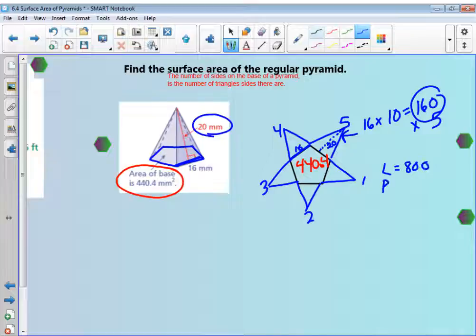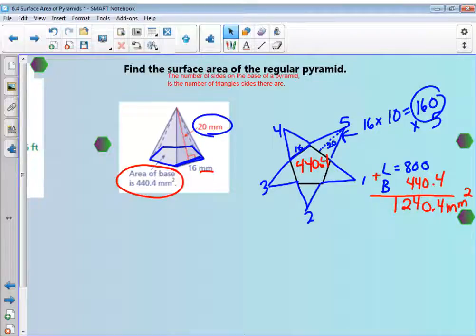Okay, my base was 440.4. I'm going to go ahead and add those together. I get 1,240.4. My dimensions were millimeters, so I label it as millimeters, and its surface area, so it's squared. Okay, so that one, once again, was something just a little bit different, having you practice another method.